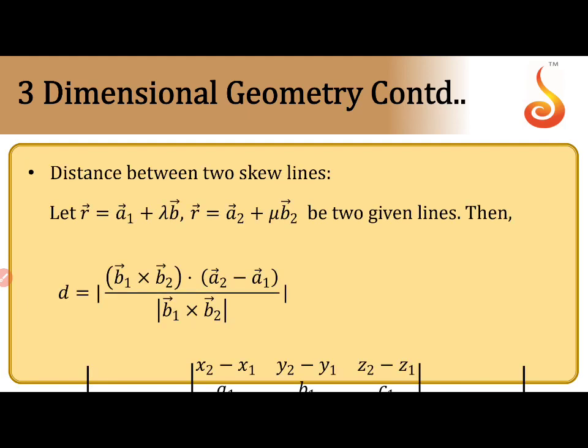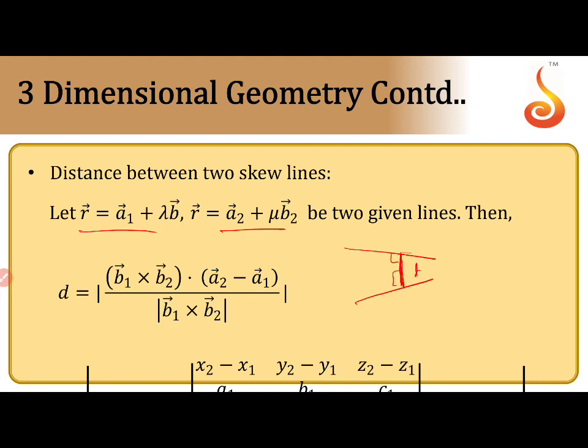Next, distance between two skew lines. This is the most important formula in PU. Two lines are given which are skew lines. What are skew lines? They lie in different planes. The least distance between them is the shortest distance, where there is a line which is perpendicular to both the lines. The length of this part is called SD between skew lines. The distance you can call as SD.